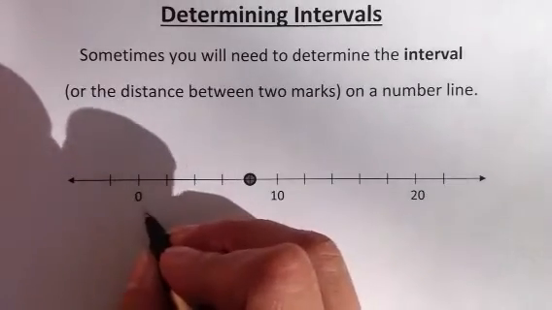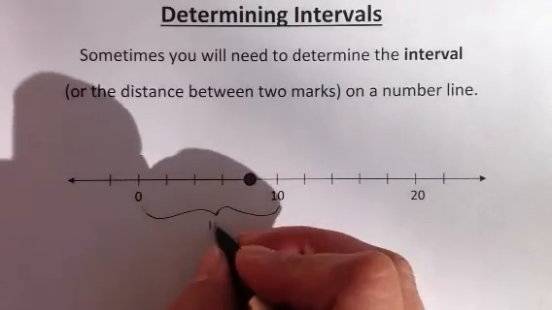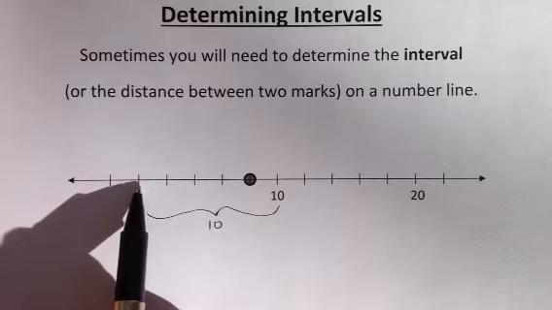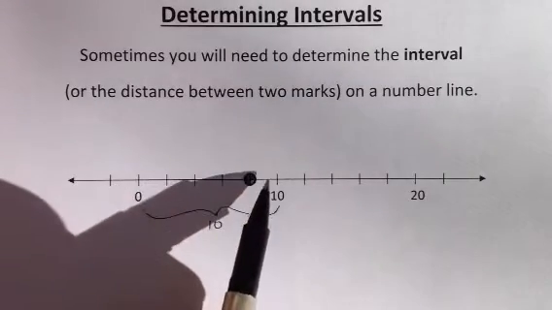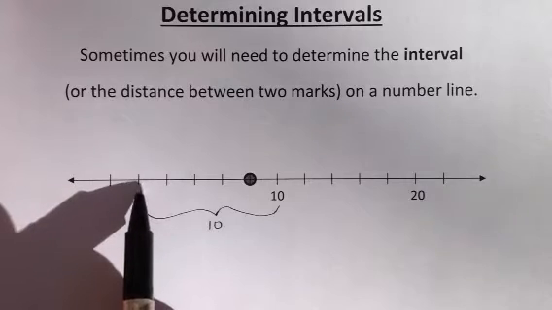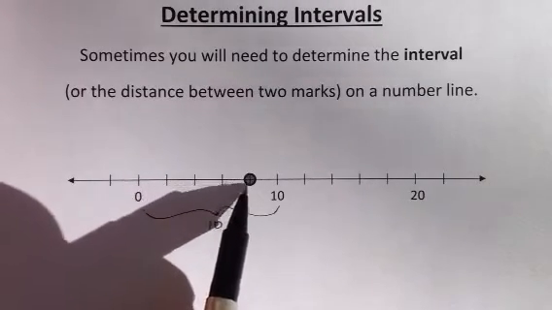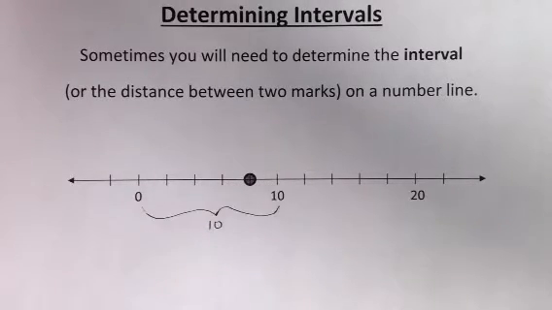So if we know that the distance from here to here is 10, then what we're going to do is look at how many marks are between those. To do that, you're going to start at one and count to the other. This section here, this interval of 10, is divided into 1, 2, 3, 4, 5 sections. Like I said, it is divided or broken into 5 equal groups.